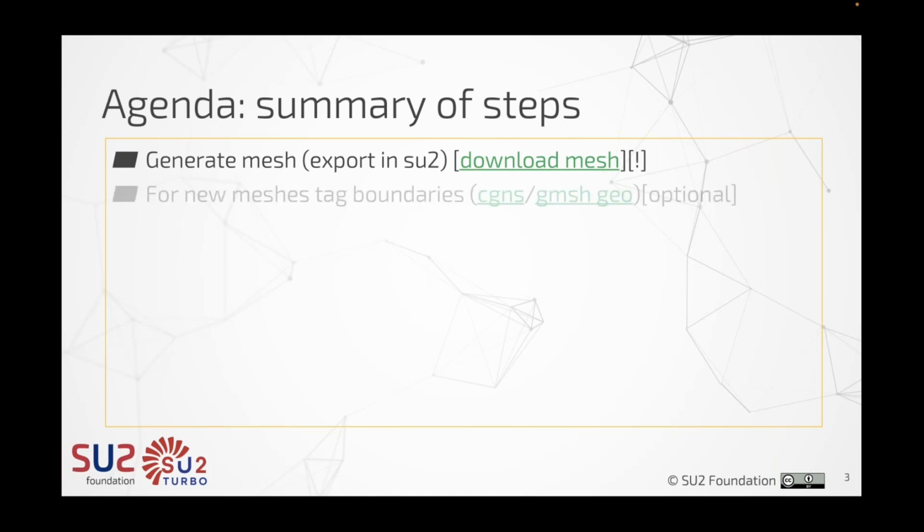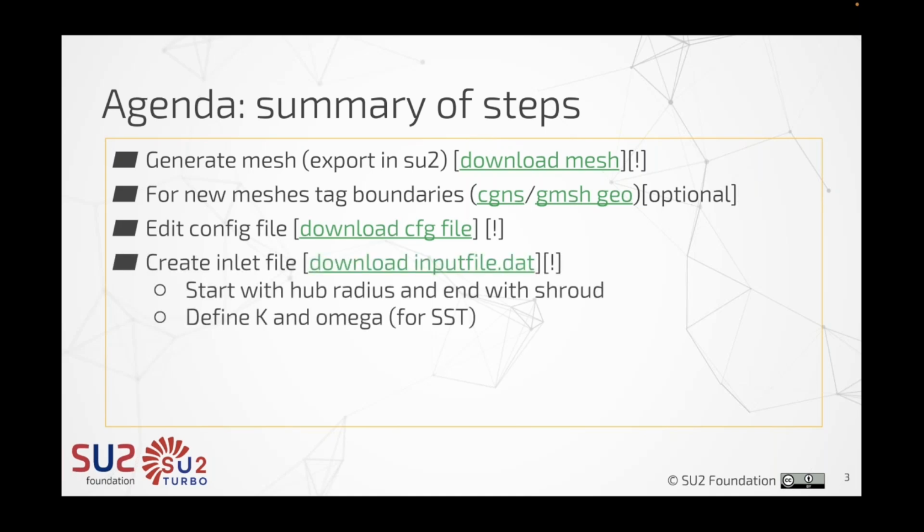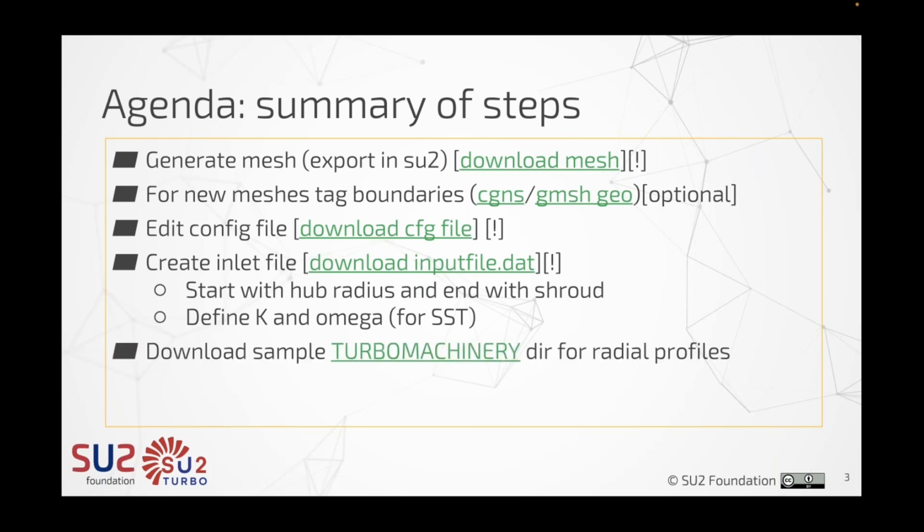I will be going over the CGNS and GMSH part, but you don't have to download this. This is optional. You have to download the config file, and you have to download the input file.dat. This is really important. It starts from the hub and goes to the radius, and this is where we define k and omega for the SST. And this is for your practice.